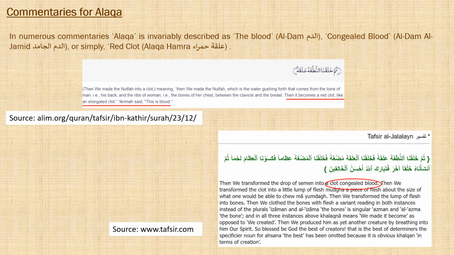In numerous commentaries, alaqa is invariably described as the blood, congealed blood, or simply red clot. For example, Ibn Kathir says alaqa means a red clot like an elongated clot. He then quotes Muhammad's companion Ikramah, who said, "This is blood." Tafsir Jalalain says alaqa means congealed blood. Links to both the commentaries are in the description.